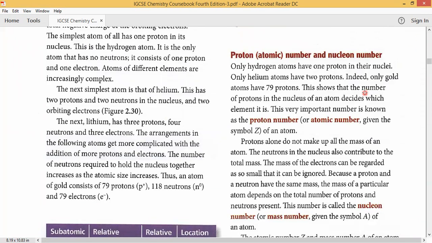There are two important numbers that we're going to go with on this page. One is the proton number. We also call it the atomic number, with the symbol Z. And the second one is the mass number. This is also known as atomic mass or nuclear number, and this has the symbol A. These two numbers are very important. They describe atoms by their characteristics.